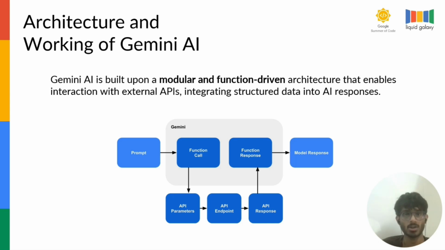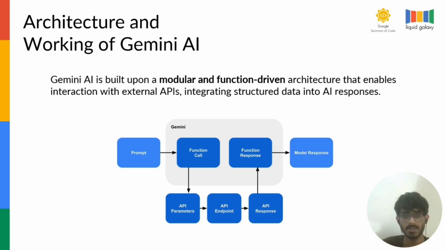Second step is function call. Once the prompt is received, Gemini AI makes a function call to determine how the request should be processed. This step decides whether the AI can handle the request directly or if external data is needed. So it comes to step 3, API integration if required. If additional data is required, Gemini AI interacts with external APIs. This involves three key steps.